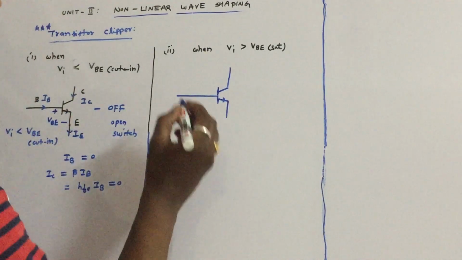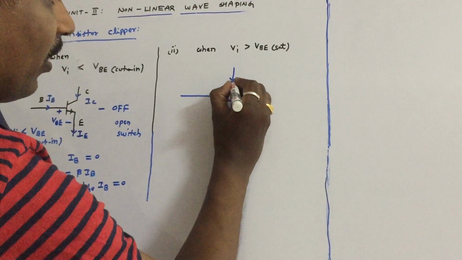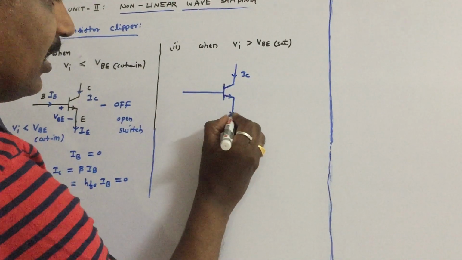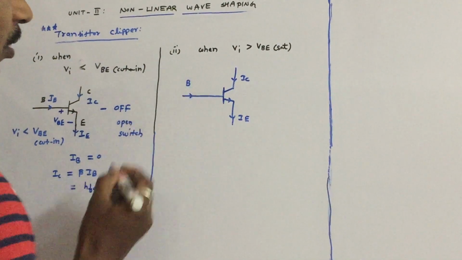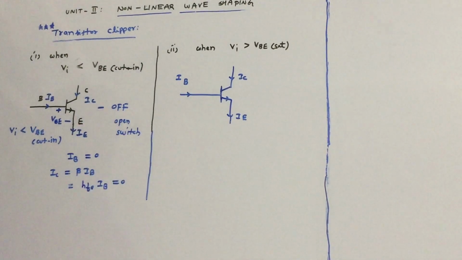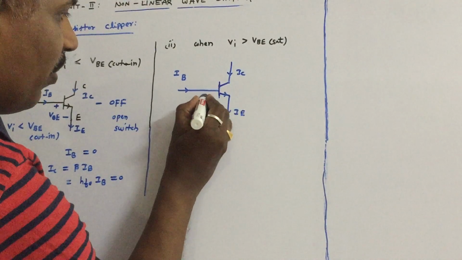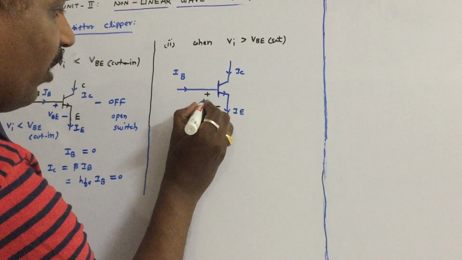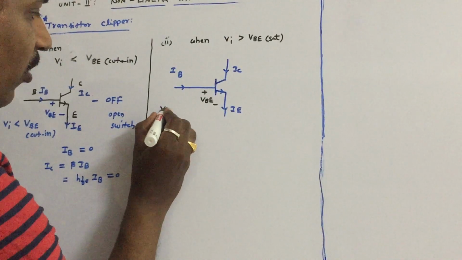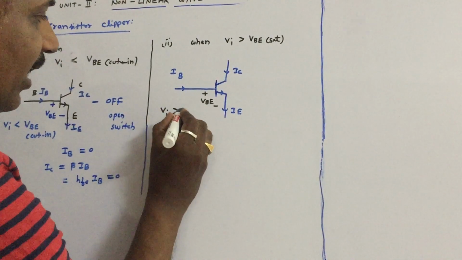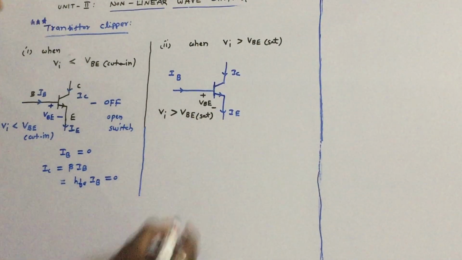What will happen to VBE, base to emitter voltage, when the transistor is in saturation? This is the collector current, this is the emitter current, and this is the base current, IB. So what is VBE? Just like a diode, this is the VBE voltage. Now the input is applied to the base, when the input voltage is greater than the VBE saturation voltage.